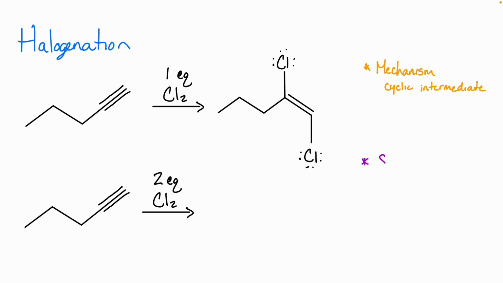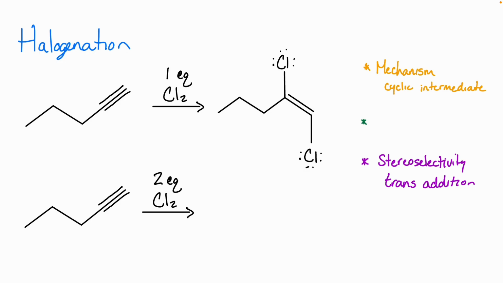Okay, and because of that, we only get one stereoselective product, right? Because of that cyclic intermediate, these chlorines are necessarily going to be added to opposite sides, so we will always have only the trans addition product. There's no mixture for this type of mechanism here.